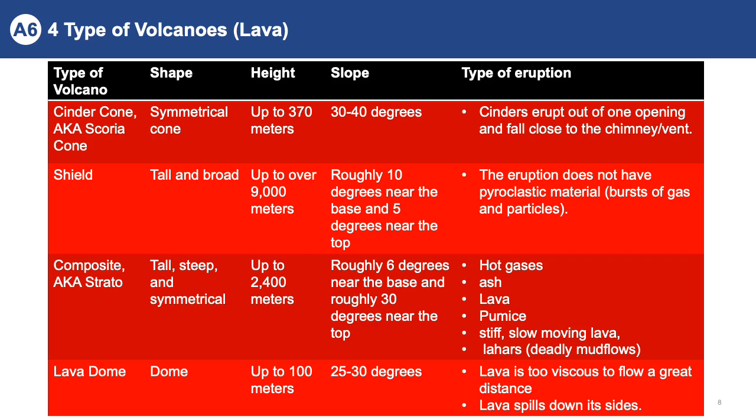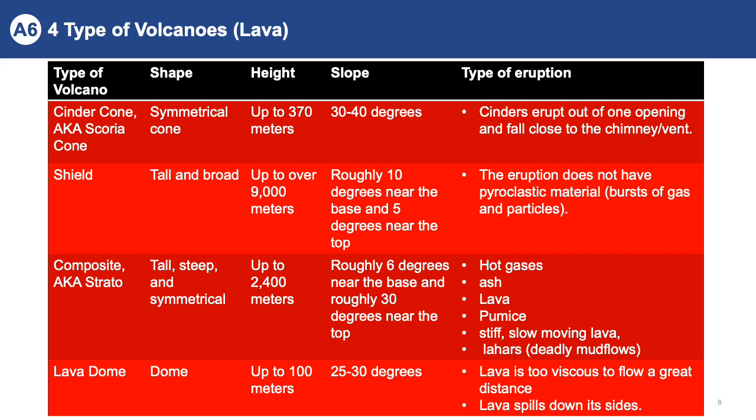Cinder cone, otherwise known as scoria cone, is a symmetrical cone, has a height of up to 370 meters and a slope of 30 to 40 degrees. The type of eruption is where cinders erupt out of one opening and fall close to the chimney or vent. Shield volcanoes are tall and broad, with a height of up to and over 9,000 meters. Roughly 10 degrees near the base and 5 degrees near the top is the slope. And the type of eruption does not have pyroclastic material.